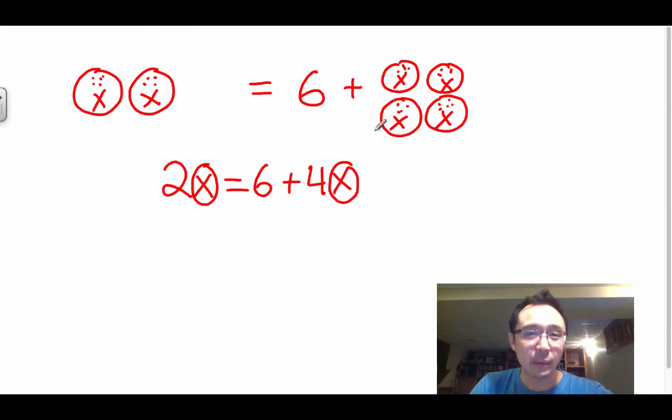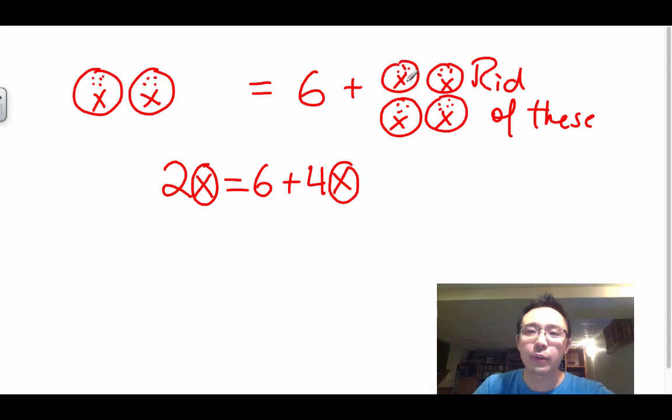And remember, this is an equation. So whatever you do on one side, you have to do to the other side. So which side should we pick? It doesn't matter. So I'm going to pick, let's say, get rid of these 4 oranges. So how do I get rid of 4 oranges on the right side? Well, remember, you do the opposite. I subtract them. So I'm going to subtract 4x. And what I do to the right side, I do to the left side, subtract 4x.